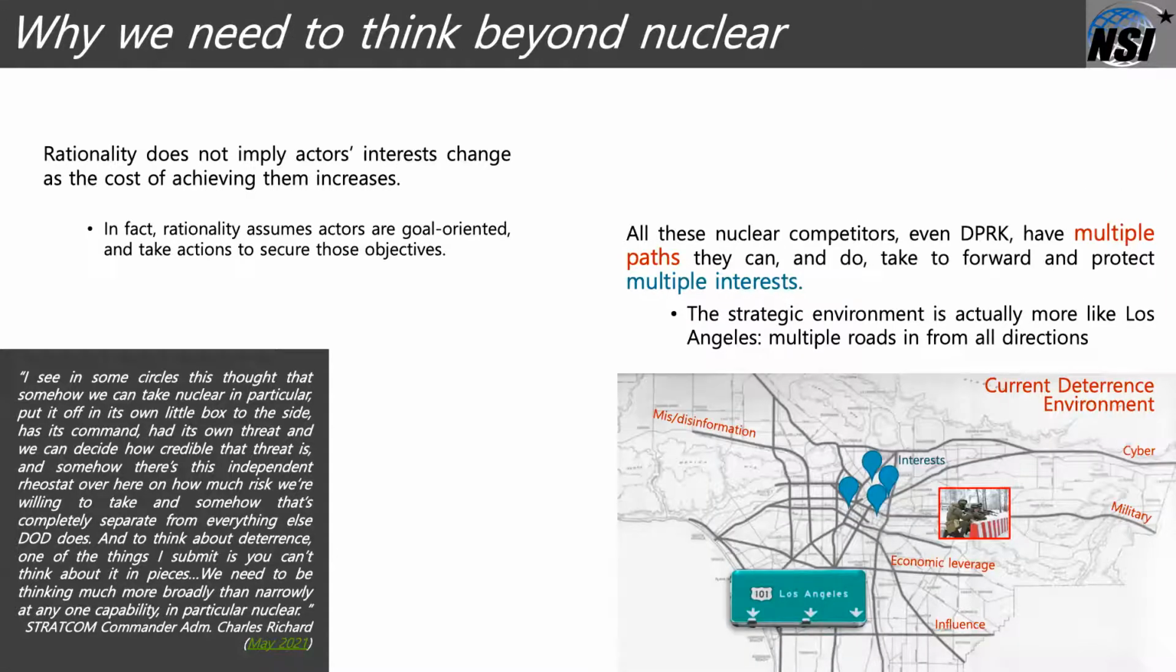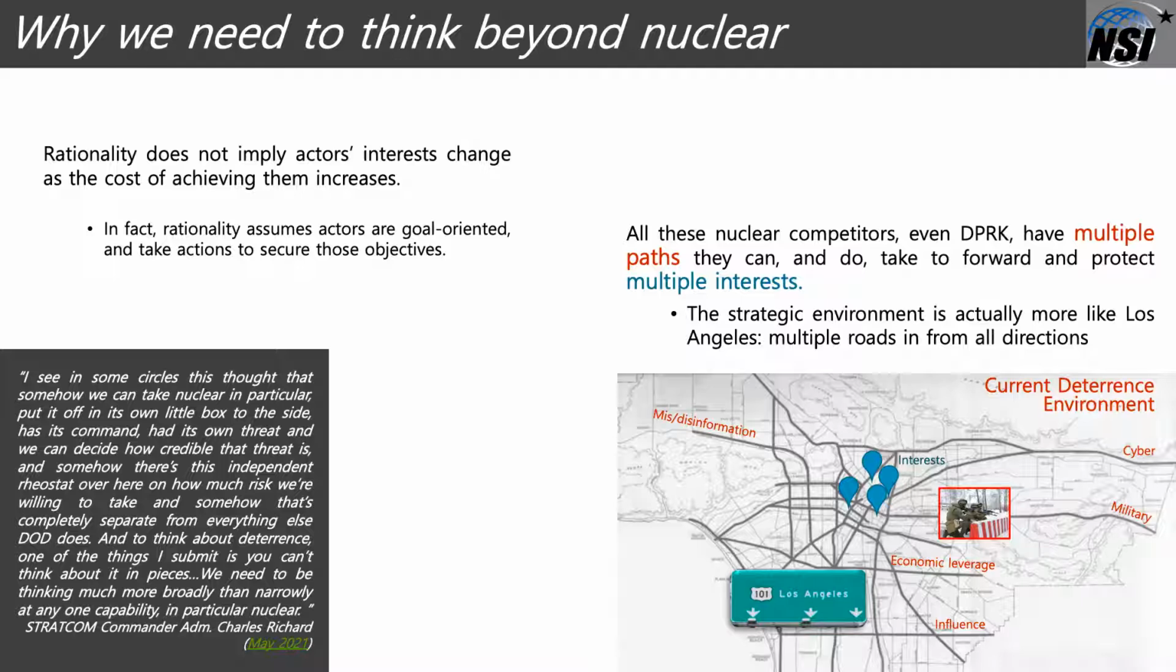Increasing costs can change an actor's decision calculus and thus its behavior. However, this does not imply that the interests motivating the behavior have changed. Rationality assumes actors are goal-oriented and take actions to secure those goals. If we accept that the decision to follow a particular path to an objective is a cost-benefit calculation, then it should follow that an actor with one or more routes to their objective will not be deterred simply because one route proves too costly. Rather, they will calculate the expected utility of each path, the benefit minus the probability and the magnitude of cost, and choose the path with the greatest utility.